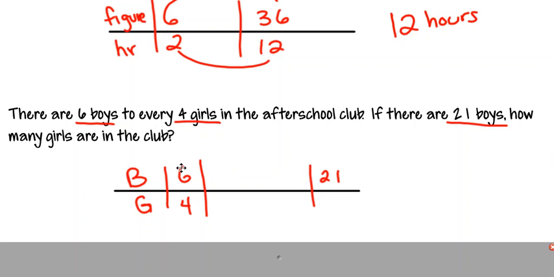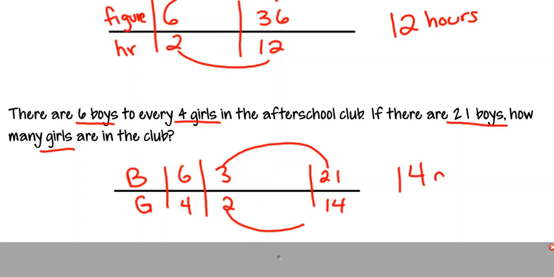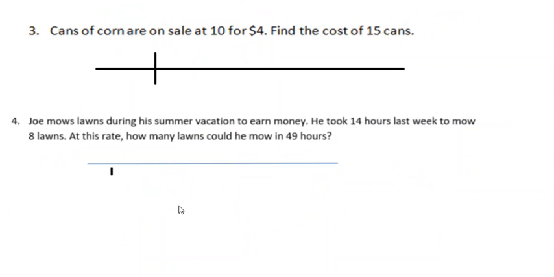Okay, I can't easily go from 6 to 21, but if I simplify this ratio, I'm going to divide it by 2. That gives me 3/2. Then can I go from 3 to 21? Multiply by 7, multiply the bottom by 7, and I get 14. So how many girls are there? There's 14 girls. Okay. All right, let's do just a couple more.